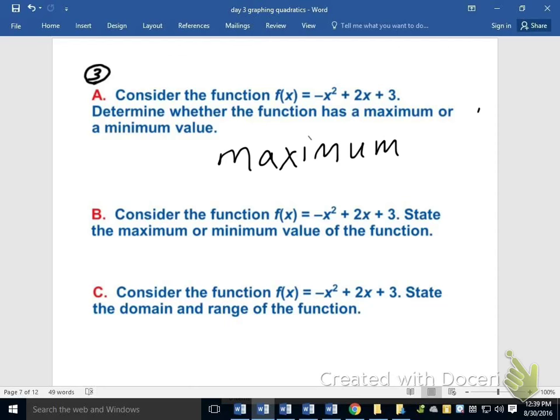And that's because the graph would actually be going downward because the a value is negative. It's been reflected in the x-axis. Moving on to part B. We're going to state the maximum or minimum value of the function.